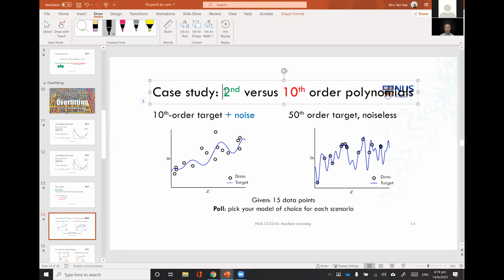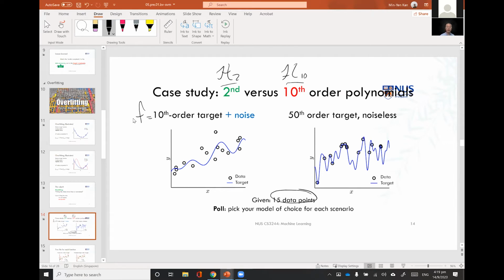So we can choose either to use H2 or H10 to represent this. Here we have an actual function. This function is a 10th order polynomial, but it's got some noise. As you can see, it's got some wiggle. These points were measured, but they're not actually on the right line. And you're given 15 data points. Now we want to discuss whether we are going to choose H2 or H10 for the answer. That's what we want to do.